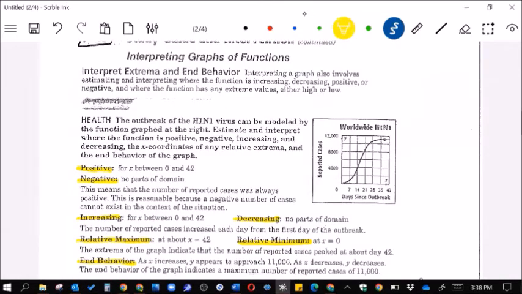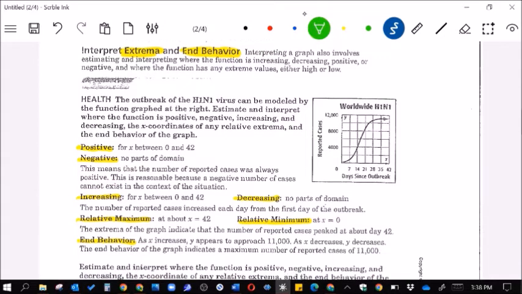And here, this one is titled about interpreting extrema and end behavior. Extrema are like the ups and downs of it. Well, and there's more to it. So the parts that I put in yellow here, we're going to look at where it's positive. Now, here is the thing about this, where it's positive, where it's negative, where it's increasing and decreasing.